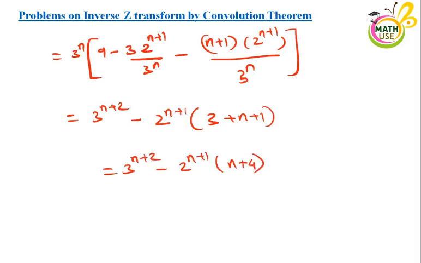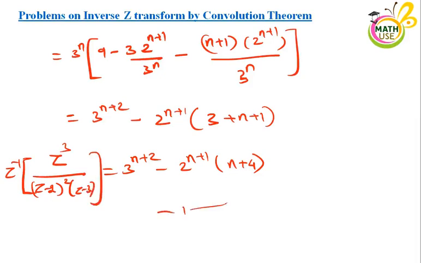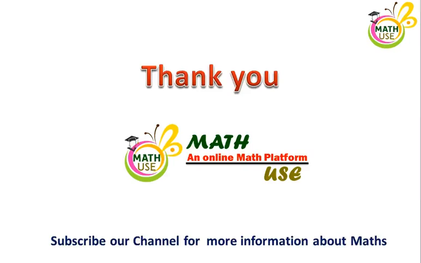So this is the inverse Z transform of z power 3 divided by z minus 2 the whole square into z minus 3. That's all. So hence we calculate the z inverse of z cube divided by z minus 2 the whole square into z minus 3 value. It is 3 power n plus 2 minus 2 power n plus 1 into n plus 4.